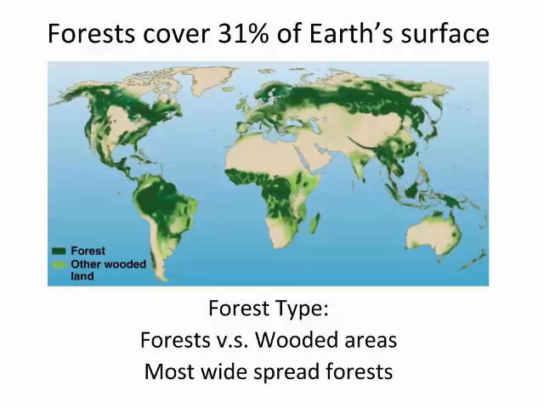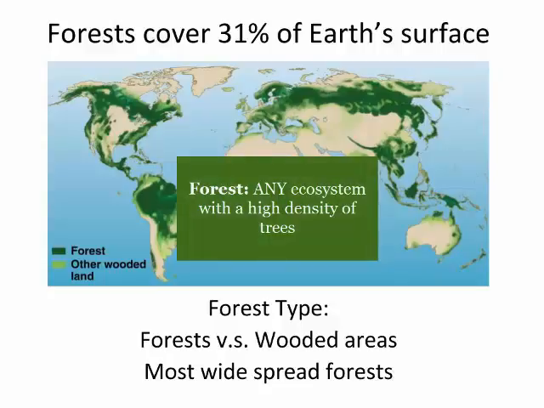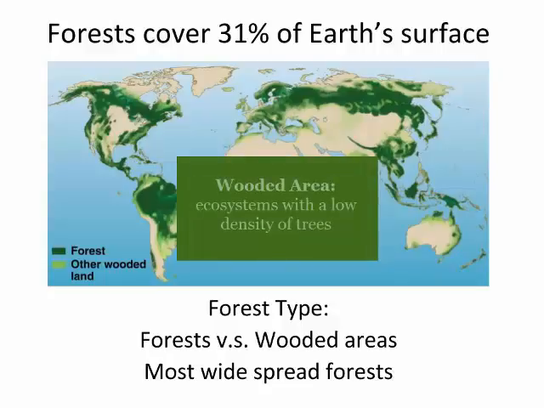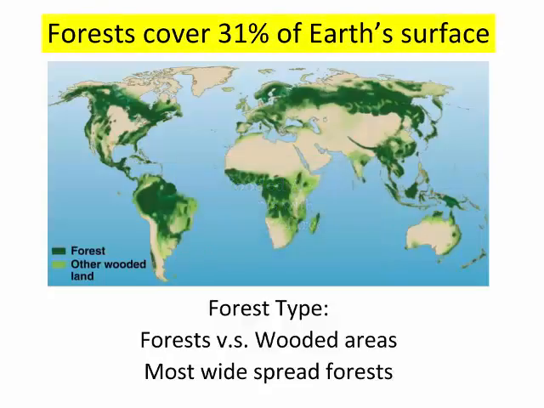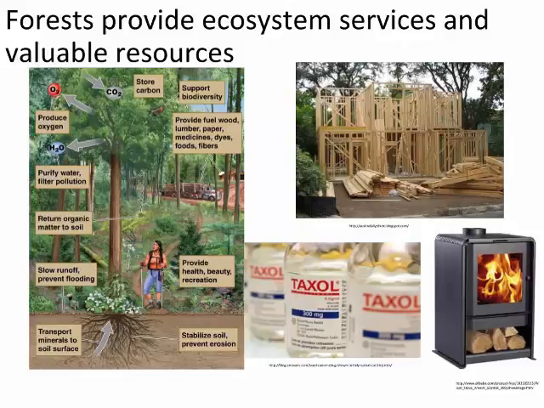Do you know the difference between a forest and a wooded area? Forests are defined as any ecosystem with a high density of trees. Wooded areas are ecosystems with a low density of trees. Forests cover 31% of the Earth's surface. The most widespread forests are the boreal forests of the northern latitudes and the tropical forests near the equator.